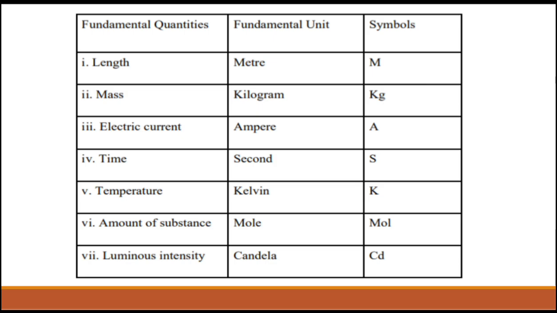Now, the next one we're going to discuss is luminous intensity. Luminous intensity tells us the brightness of light from a source. It also tells us how much light energy a particular source gives out per second in a given direction. It is denoted by capital letter I and small letter v. It is measured with an instrument called photometer. And the unit of luminous intensity is called candela.